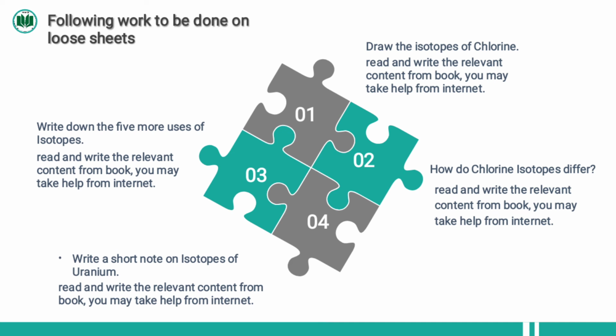Here's the work that should be done on loose sheets. The first question is about the isotopes of chlorine. You have to draw the structure of these isotopes. The second question is the difference between these isotopes. Third, you have to find out five more uses of isotopes, and fourth, you have to write a short note on uranium.